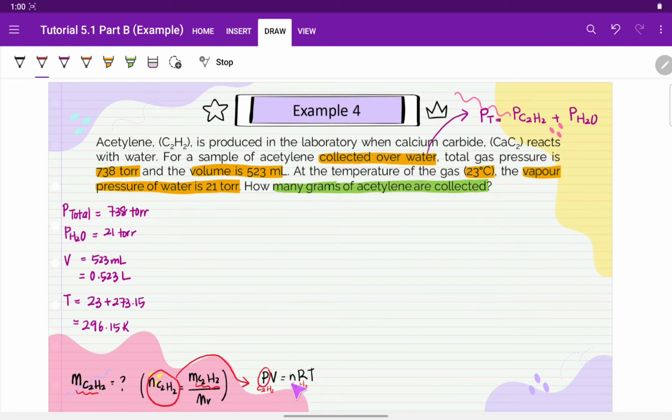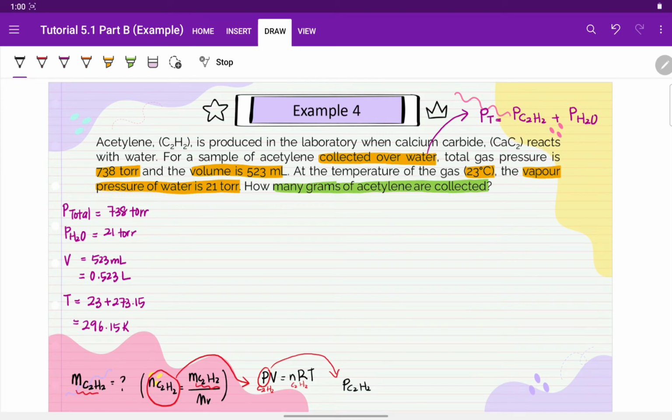Number of mole yang kita nak cari sekarang. R, gas constant, temperature dah diberi. Okay, so maksudnya kalau nak guna equation ni, kita kena cari dulu berapa kita punya partial pressure. Okay, so we need to find what is the partial pressure of C2H2. Okay, jadi mana nak dapatkan partial pressure of C2H2 dekat sini?